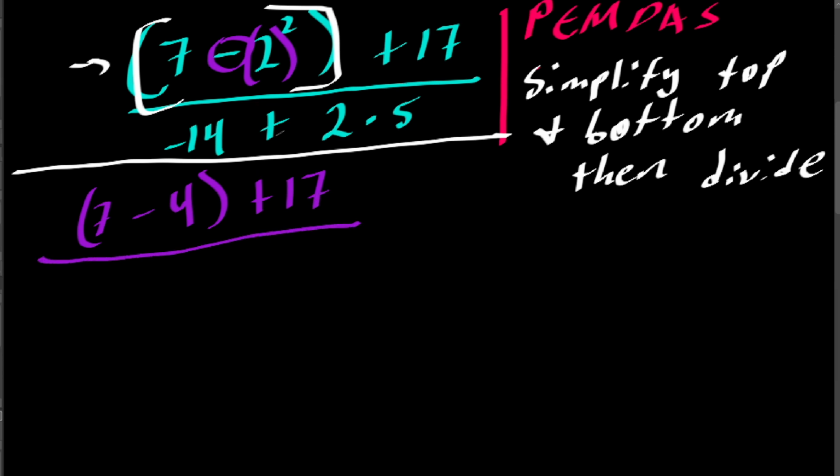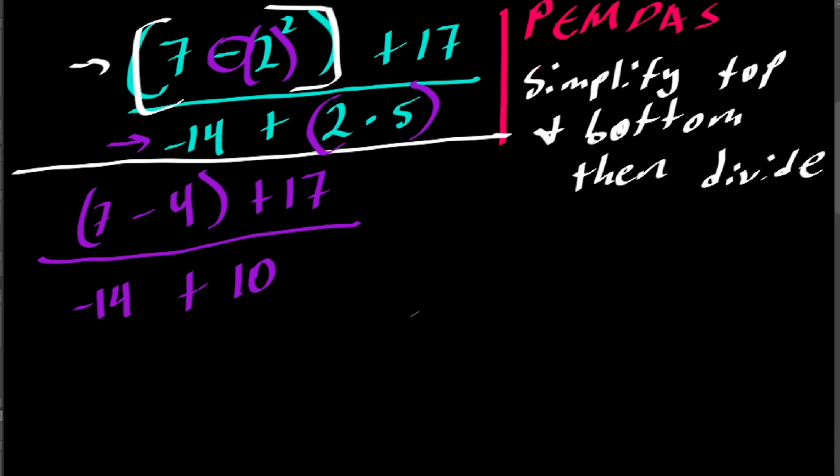But let's go ahead and work on the bottom part as well while we're doing this. So let's look at the bottom. What should we do first on the bottom? We have adding and we have multiplication. Which one comes first with our order of operations? It's the multiplication. So we're going to do 2 times 5 first. So negative 14 comes down, plus 2 times 5 is 10.